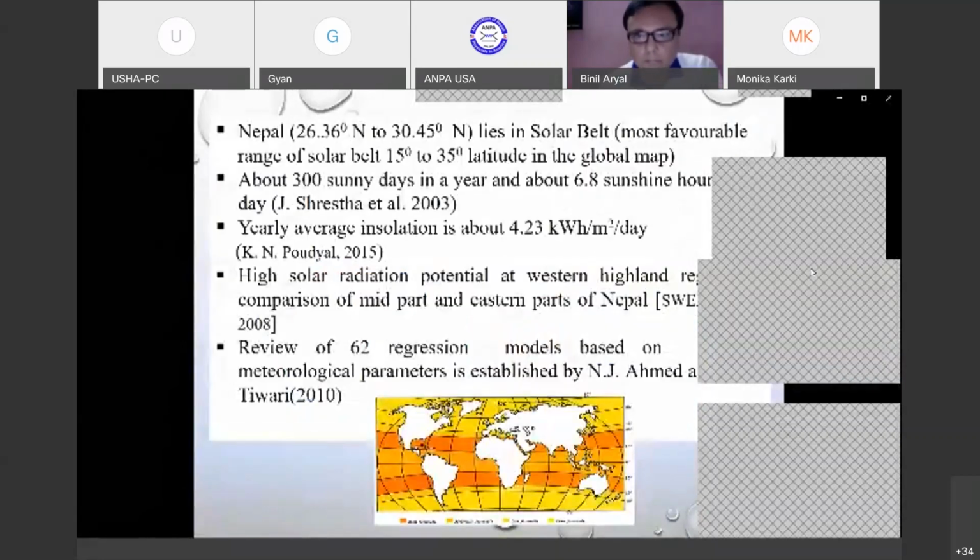Nepal lies in the most favorable range of the solar belt in the global map. Nepal has about 300 sunny days in a year and about 6.8 sunshine hours per day. And Nepal has higher solar radiation potential in the western high region in comparison to other areas.